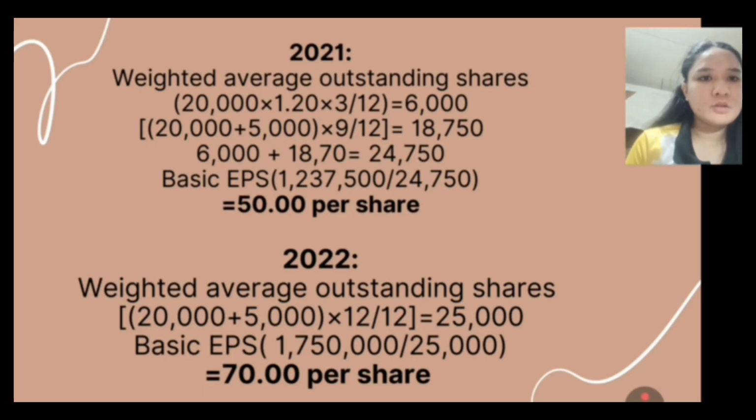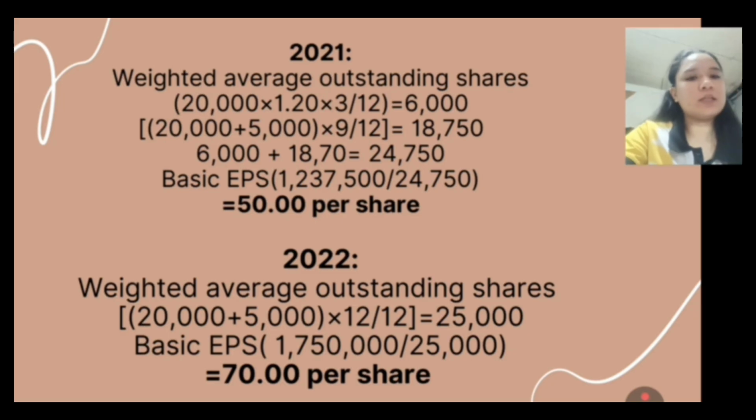And then sa year 2022, weighted average outstanding share nga 20,000 plus 5,000 times 12 divided by 12 is equals to 25,000. The basic EPS pag-calculate is 1,750,000 divided by 25,000. So, natay basic EPS nga 70 pesos per share.